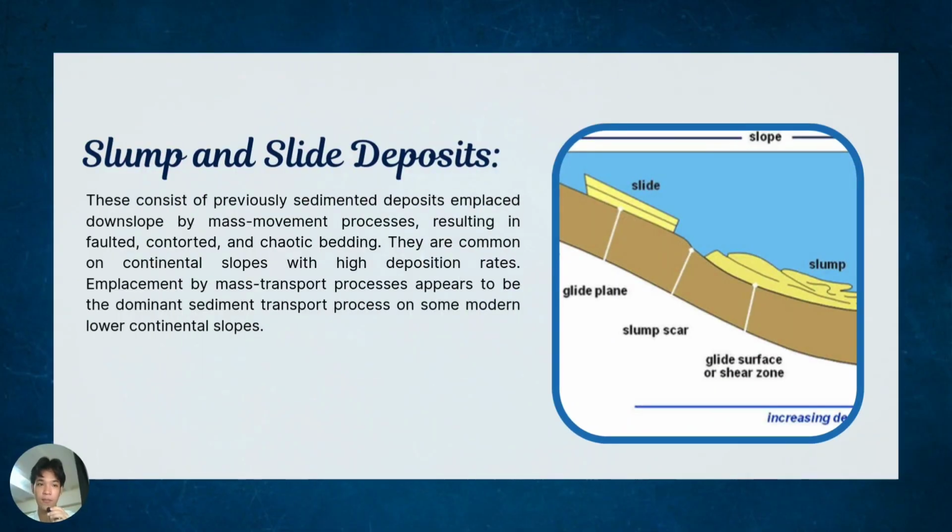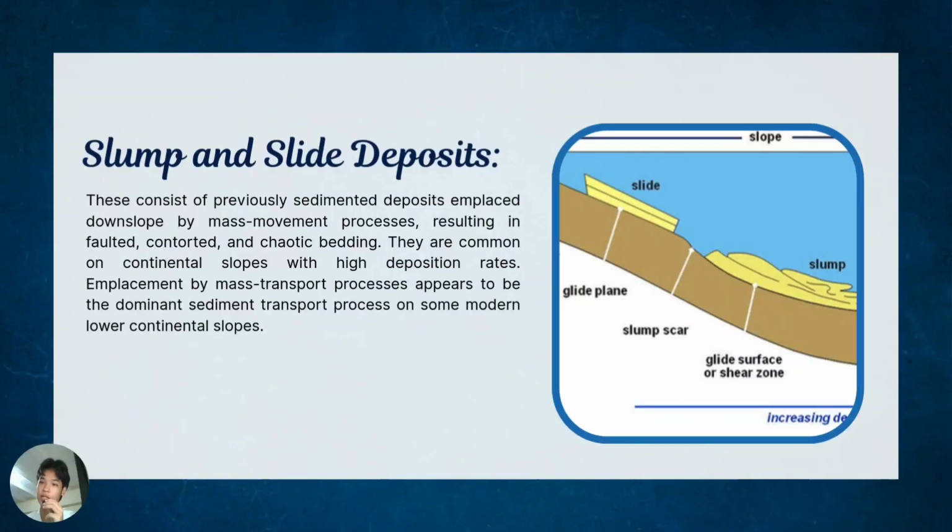Lastly, we have slump and slide deposits. This consists of previously deposited sediments moved downslope by mass movement processes, resulting in faulted, contorted, and chaotic bedding. They are common on continental slopes with high deposition rates. Emplacement by mass transport processes appears to be the dominant sediment transport process on some modern lower continental slopes.